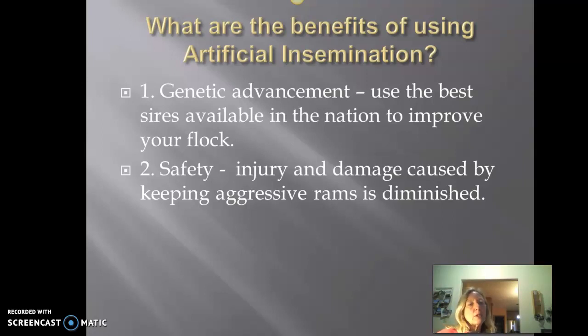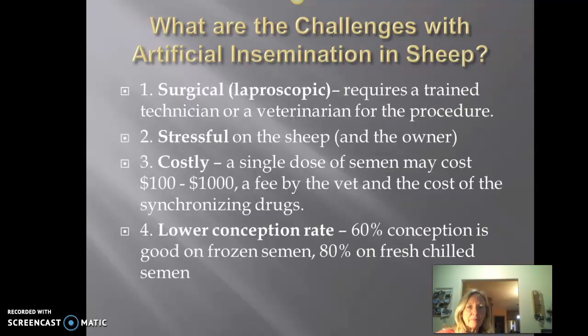There are other reasons too. If you use AI, you don't necessarily have to have a ram around, at least not year round. Usually you do have a cleanup buck though to breed your ewes after AI. And there are other advantages, like no sexually transmitted diseases can be spread. That's another benefit of using AI.